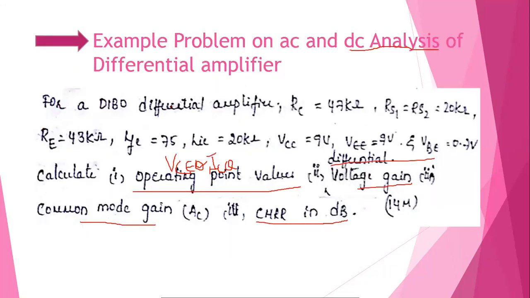For a dual input balanced output differential amplifier, the given data is: RC, collector resistance, is equal to 47 kilo ohms, and both source resistances are equal, RS equal to 20 kilo ohms. Emitter resistance is 43 kilo ohms, HFE equal to 75, HIE equal to 20 kilo ohms, VCC equal to 9 volts, VEE equal to minus 9 volts, VBE equal to 0.7 volts. The parameters that we are going to calculate are the operating point values as well as differential voltage gain, common mode gain, and CMRR.